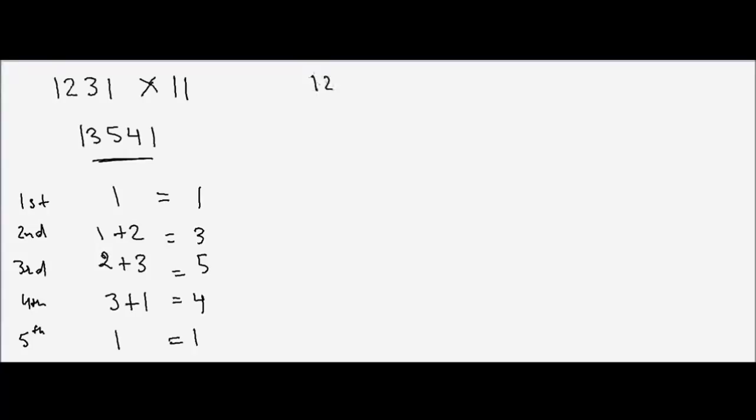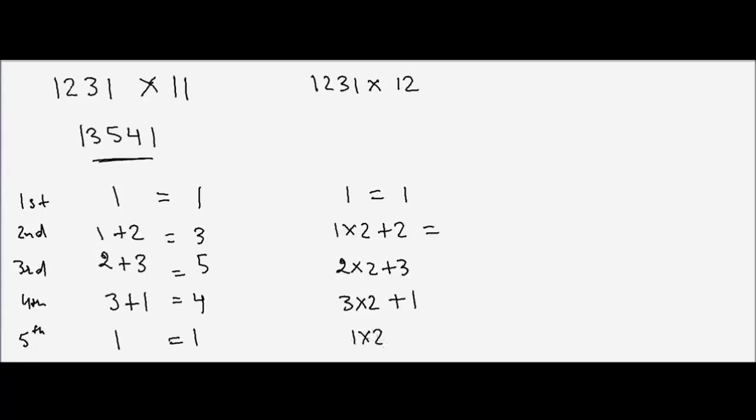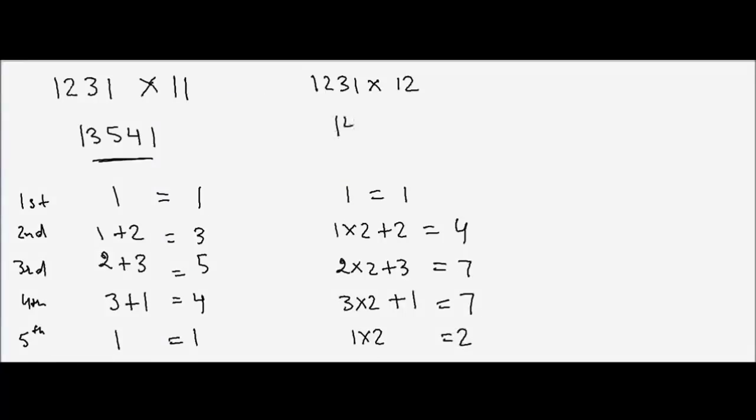Again, if I have 1 2 3 1 and I want to multiply by 12, here we have 1, then we have 1 into 2 plus 2, then 2 into 2 plus 3, 3 into 2 plus 1, and 1 into 2. That will give me 4, this will give me 7, then 7, 2. So the answer is 1 4 7 7 2.